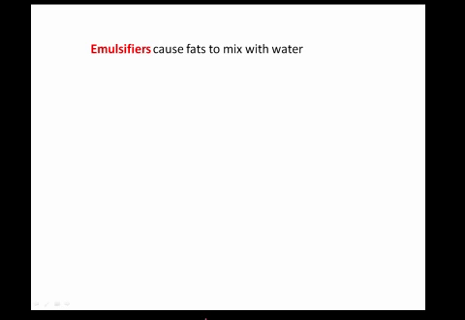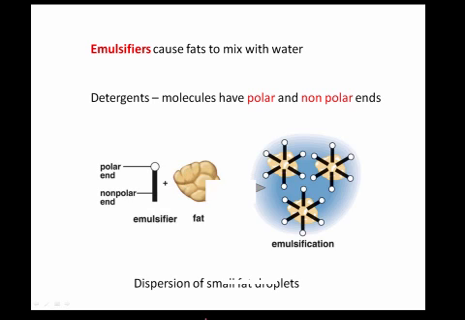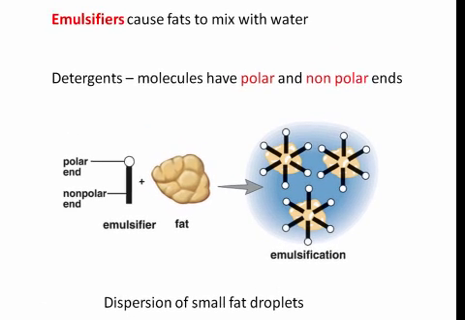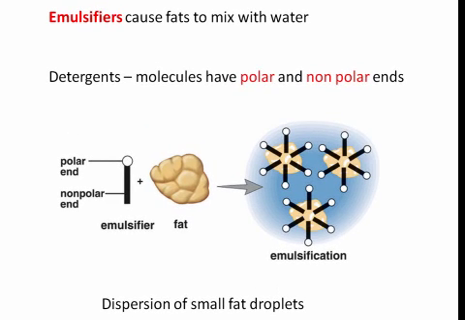When we talk about lipids, we also need to mention emulsifiers, and these are some small molecules that will cause fat to mix with water. They're like detergents. This is the way that detergent works. It's a small molecule that has both a polar end and a non-polar end. So whenever we mix a fat with an emulsifier and water, what happens is the polar end of the emulsifier will mix with water, the non-polar end will mix with the fat. And so the fat still does not dissolve in water, but it's broken up into small droplets that can disperse in water.